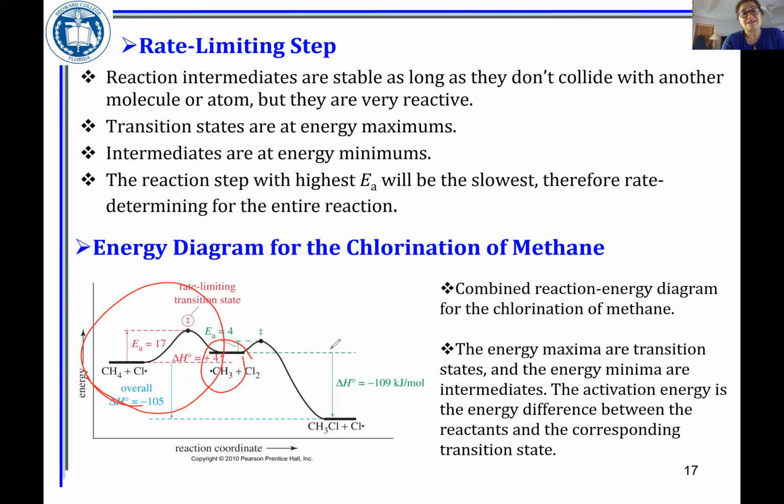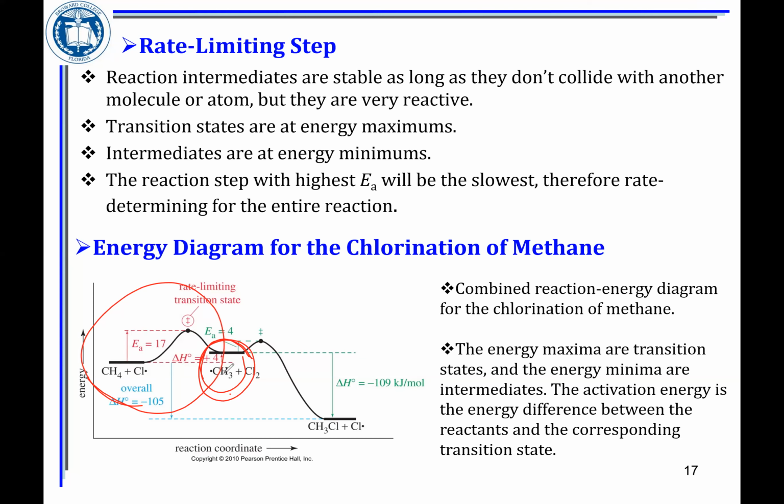So the lower the activation energy, the faster the step. That's one. Second, when there is an intermediate involved, or the intermediate forms in a chemical reaction, the more stable the intermediate is, the faster it's going to form. So basically, it lowers the activation energy. The more stable it is, the faster it's going to form.